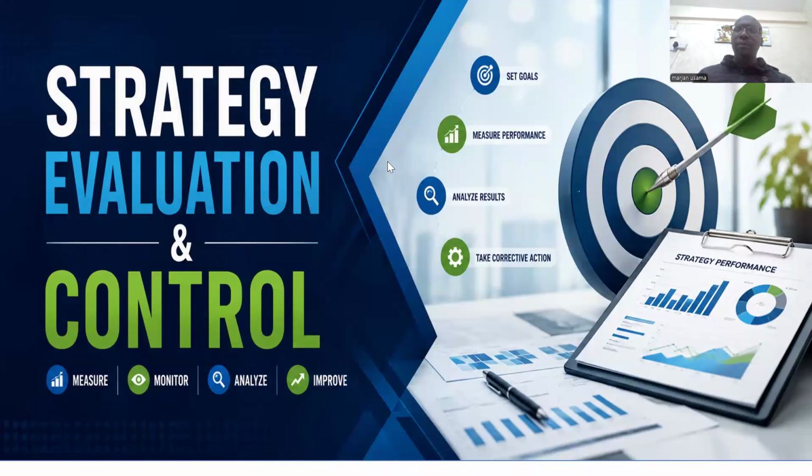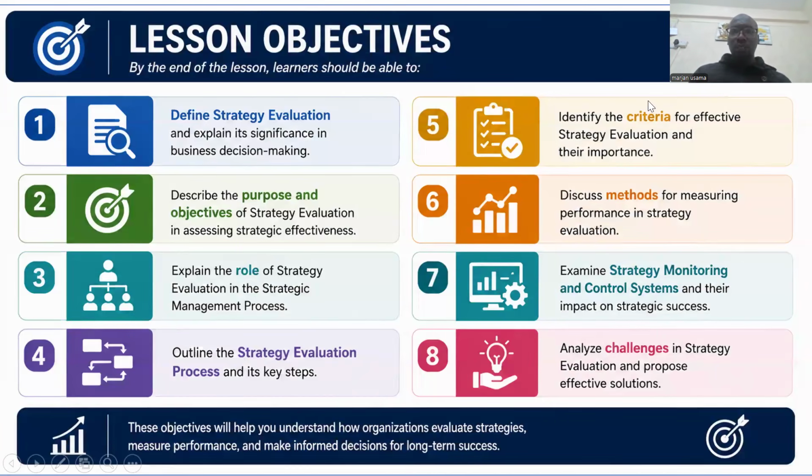Now, our lesson today is very short, and these are our lesson objectives. So by the end of this lesson, number one, you should be able to define what is strategy evaluation. Number two, describe the purpose and objectives of strategy evaluation. Number three, explain the role of strategy evaluation in the strategic management process. Number four, outline the strategy evaluation process. Number five, identify the criteria for effective strategy evaluation.